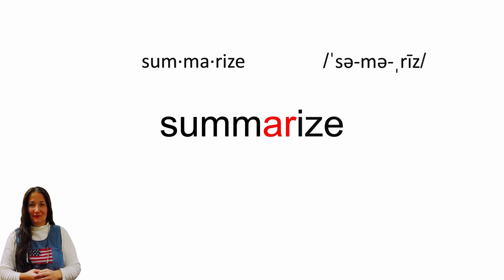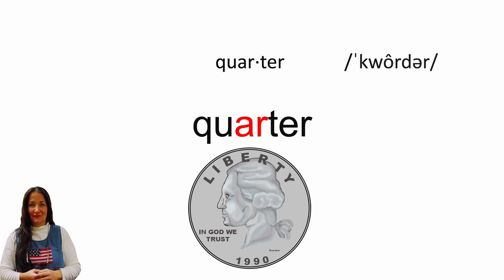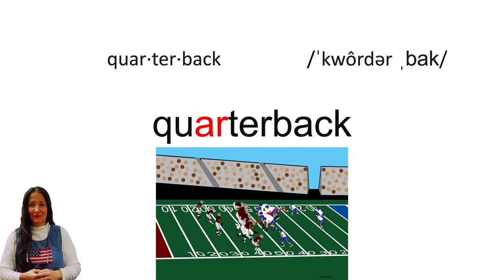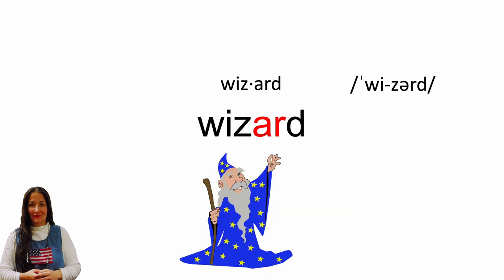Summarize. This is when you read something and you shorten the understanding of what you read. You summarize what the article is about, for example. Quarter. A quarter is worth 25 cents in American money. Quarterback. The person with the football is the quarterback in the football game. Wizard.